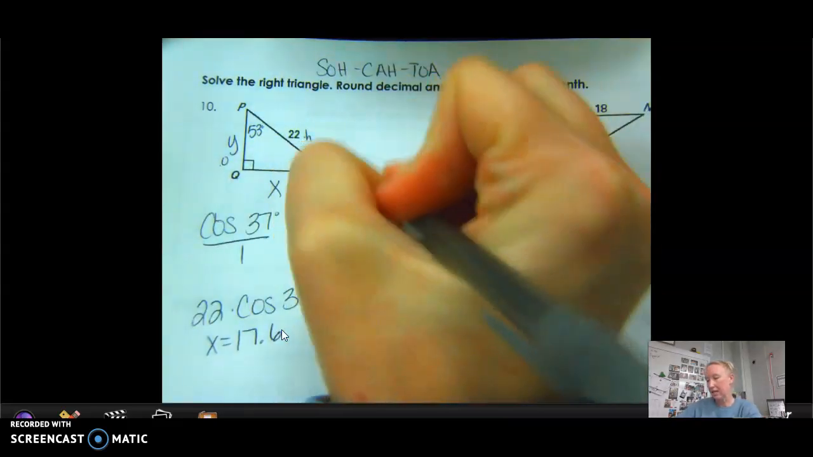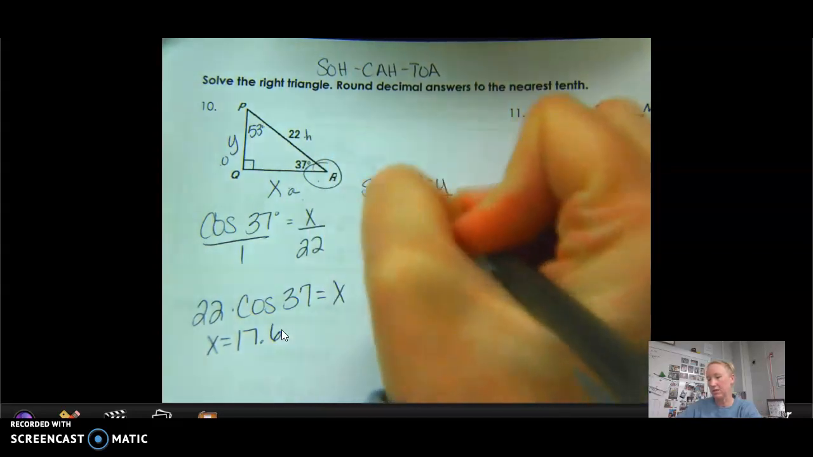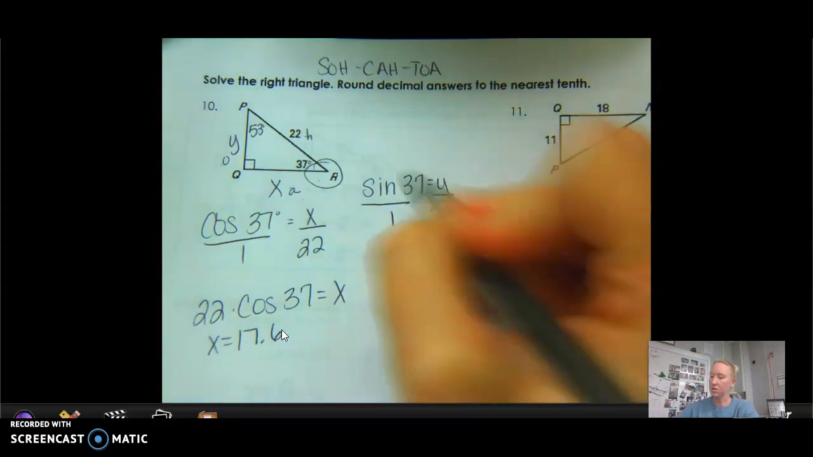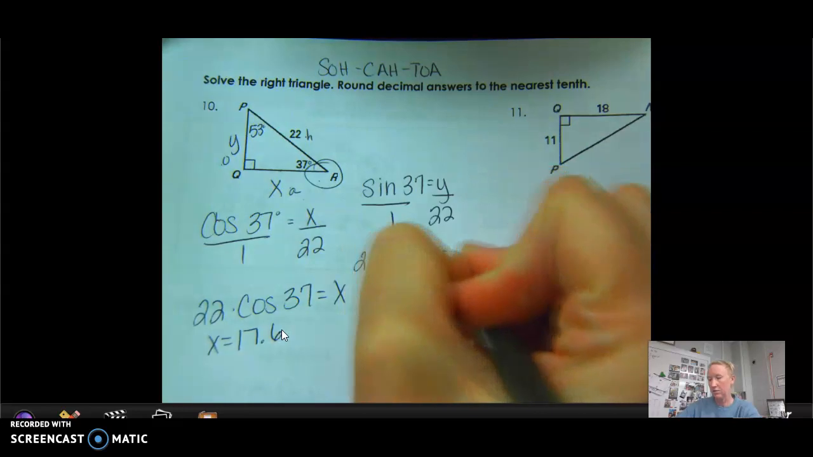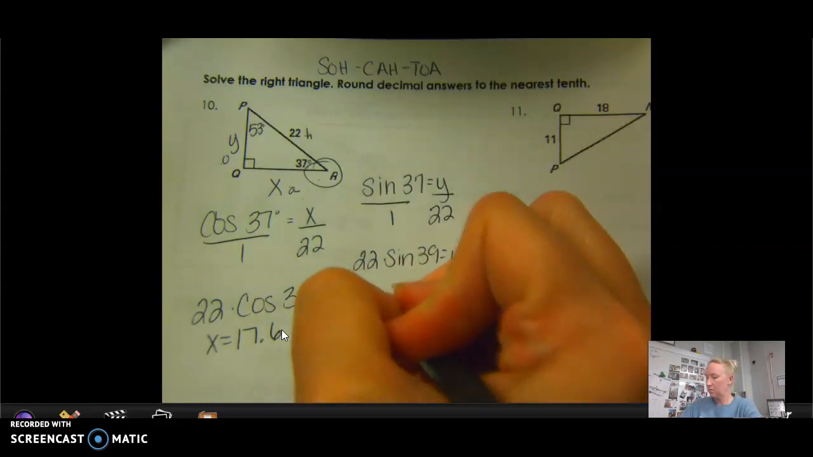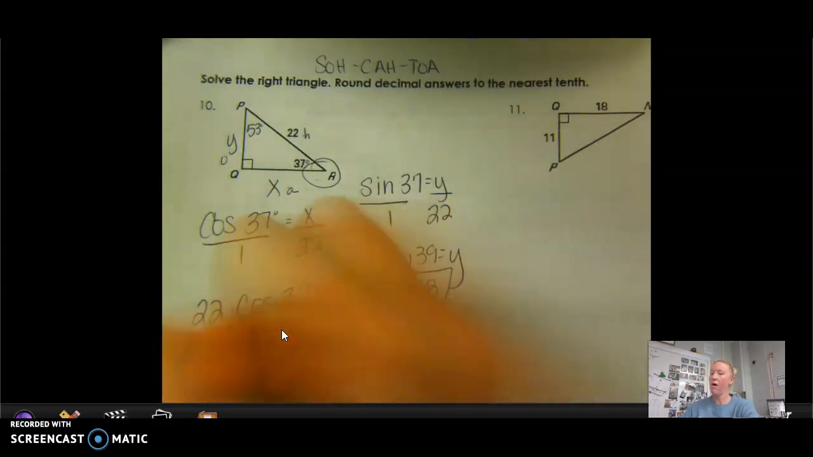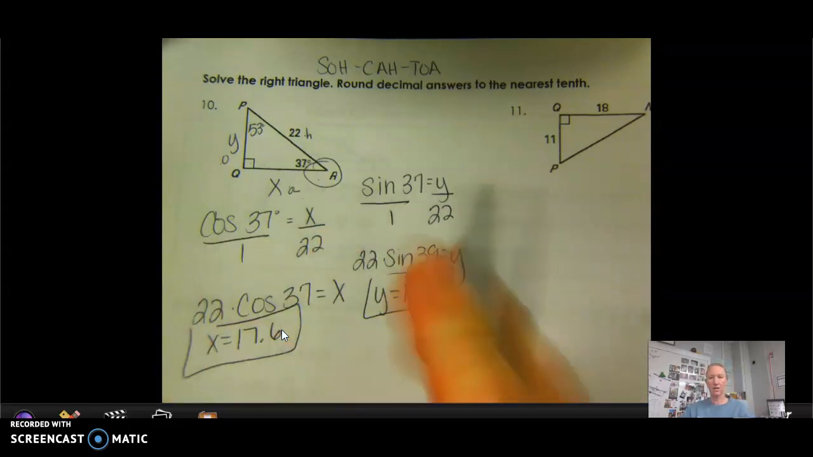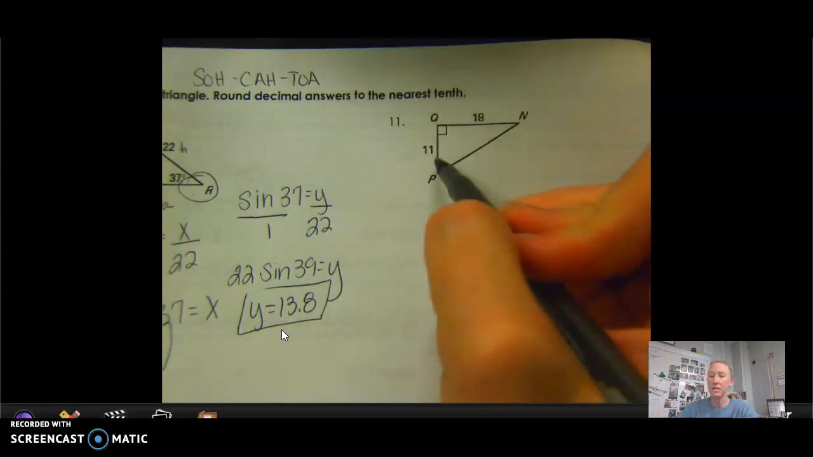So that is sine of 37 is equal to O, which is Y, over H, which is 22. Put that over 1 to make it a proportion. Cross multiply, I get 22 times the sine of 37 equals Y. So 22 times the sine of 37. So y is equal to 13.8. So now we found all sides and we found all angles. Okay, number 11. They've given us two sides and no angles.